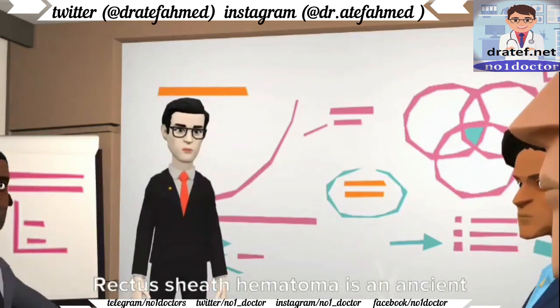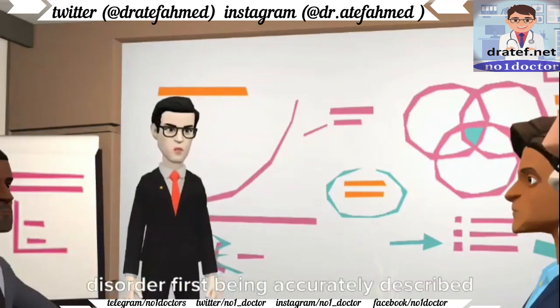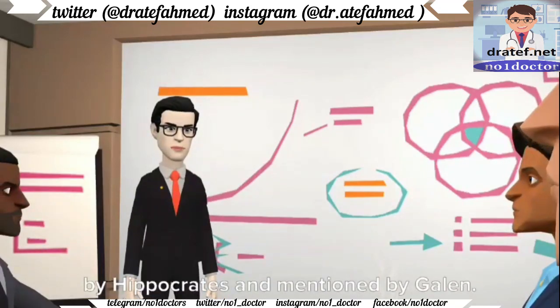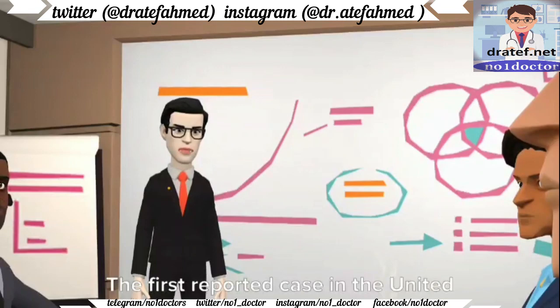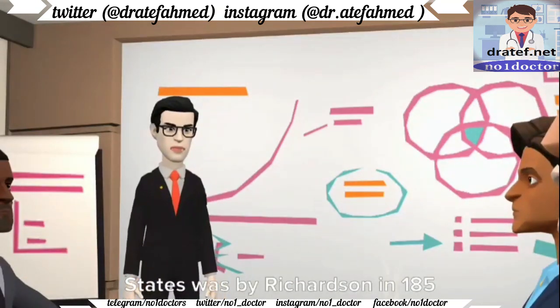Rectus sheath hematoma is an ancient disorder, first being accurately described by Hippocrates and mentioned by Galen. The first reported case in the United States was by Richardson in 185.